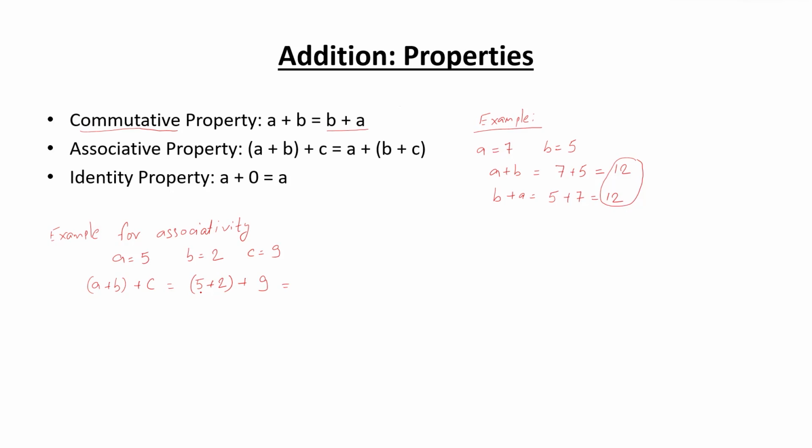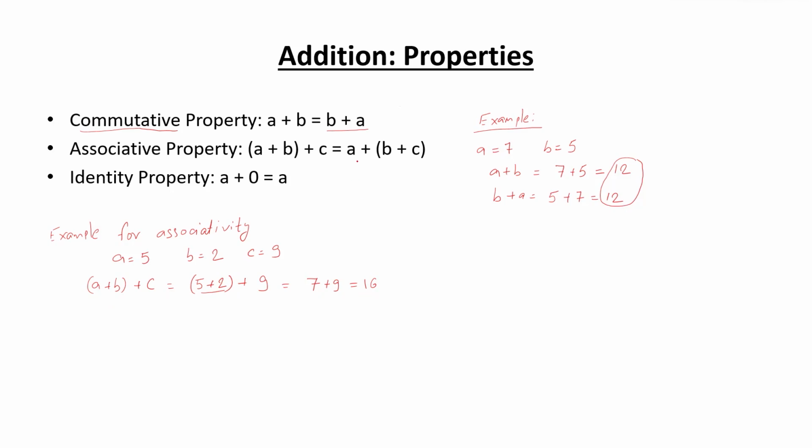Bracket means you have to do this operation first. So this bracket indicates that you have to add 5 plus 2 first. So it becomes 7 plus 9. And 7 plus 9 you have to add further. If you add them, you will get 16.